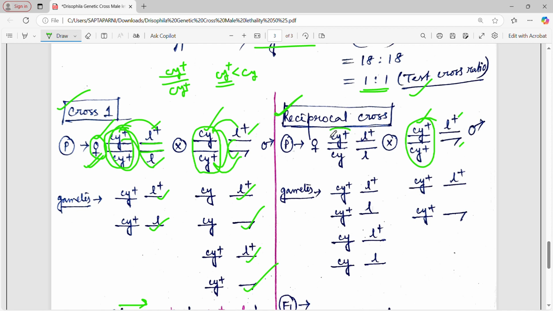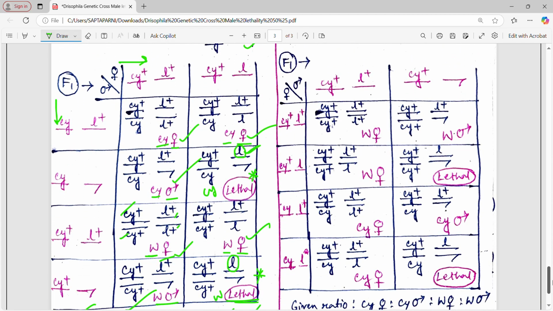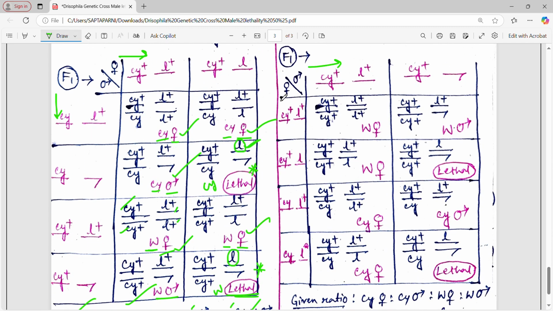So here the mother is Cy plus Cy with L plus and L, because L is needed for male lethality. So from the mother we can get 4 types of gametes. One will be Cy plus L plus, then another one should be Cy plus L, then Cy L plus, and another should be Cy L. And the father has only 2 types of gametes, Cy plus L plus and Cy plus Y chromosome.